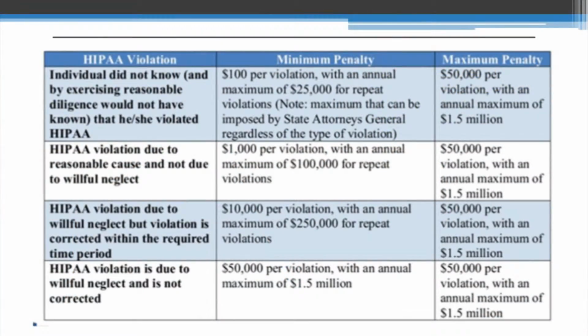In the Omnibus Rule, one of the key things that really changed was the penalties and fines. It's not the old HIPAA anymore, where there's just a $1,000 fine here and there. You can have up to $50,000 in fines and fees if there's neglect and no corrections found for these violations.